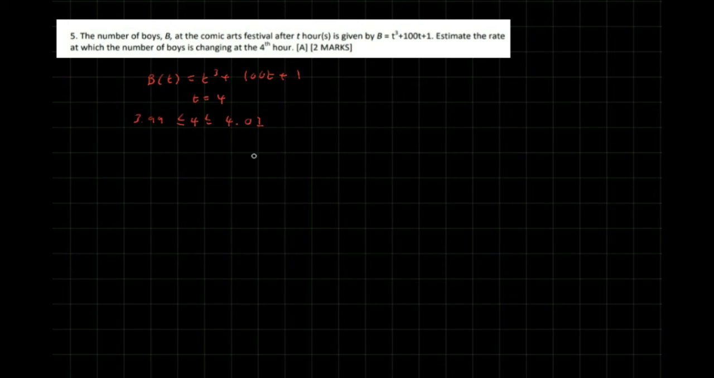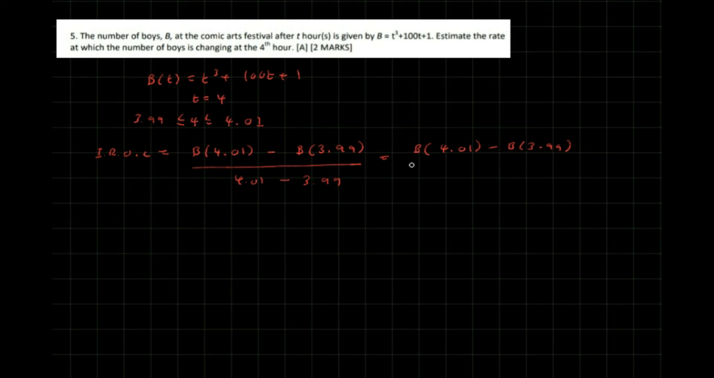So basically the slope of the secant at this very small interval will be equal to the slope of the tangent, which is equal to the instantaneous rate of change. So the instantaneous rate of change here is equal to B of 4.01 minus B of 3.99 over 4.01 minus 3.99. You can use the difference quotient at a small interval to figure out the instantaneous rate of change. And if you simplify this, it's B of 4.01 minus B of 3.99 over 0.02.